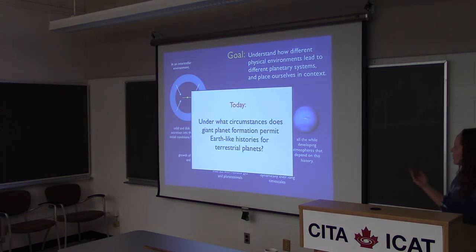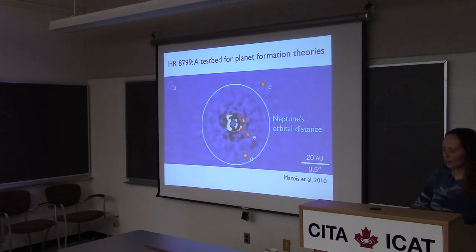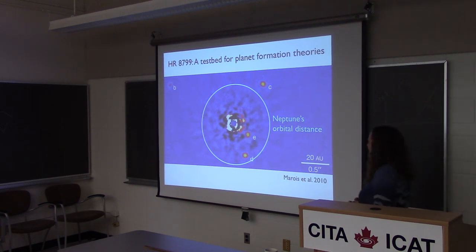Today, it's not the only thing that I'm going to talk about, but the organizing principle that I'm going to use is to ask, under what circumstances does giant planet formation in this context permit Earth-like histories for terrestrial planets? All right, so to answer that, we need to start with understanding how giant planets form.